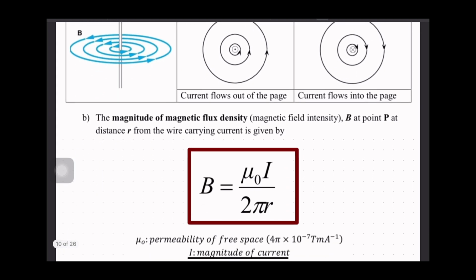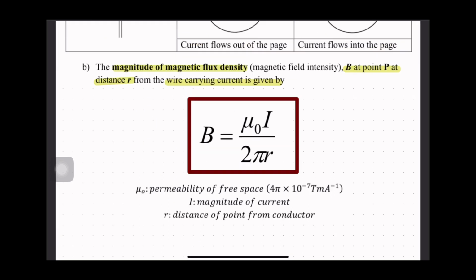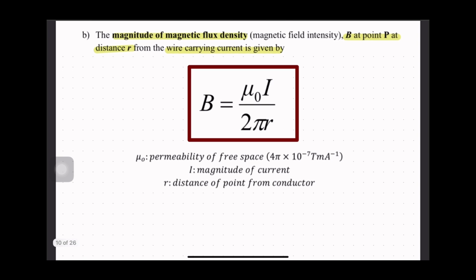So as you can see, by the given equation, the magnitude of the magnetic flux density at point P from distance R of the wire carrying current is given by B equal to mu naught I over 2 pi R, whereas mu naught is equal to 4 pi times 10 to the power of -7 Tesla meter per ampere. I is the magnitude of current and R is the distance of a point from the conductor wire. Okay, so for a conductor wire, you use this formula.